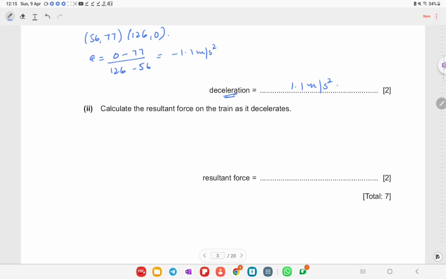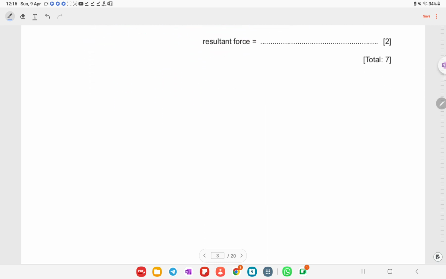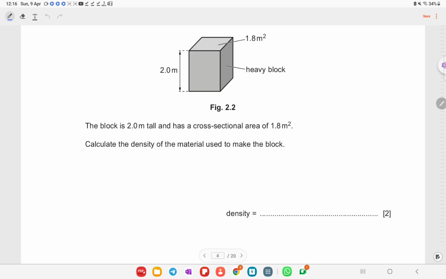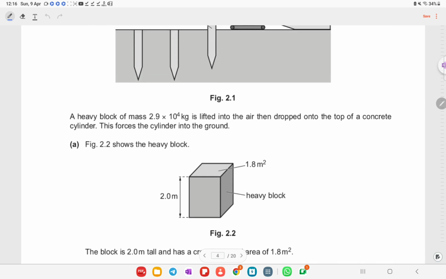Now calculate the resultant force on the train as it decelerates. Here what you are going to do is F equals ma. Mass is 3.8 times 10 to the power 5 times 1.1, and this would give you 4.2 times 10 to the power 5 newtons.